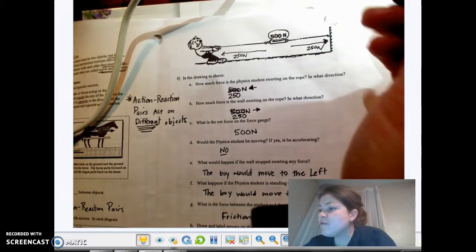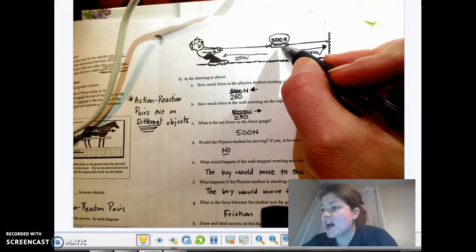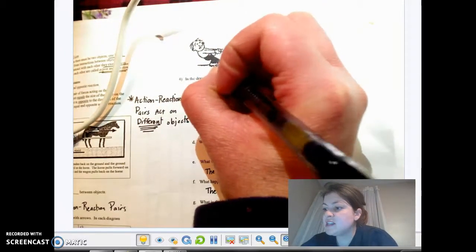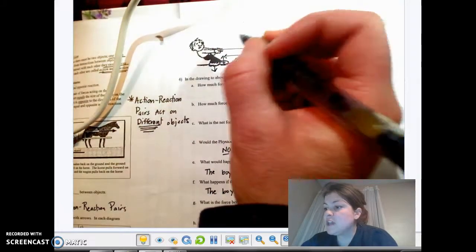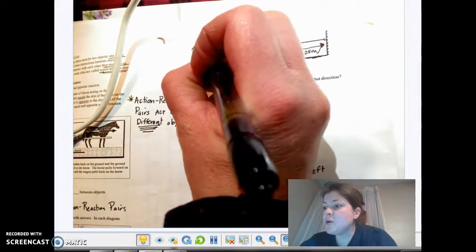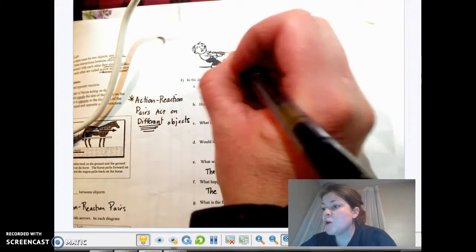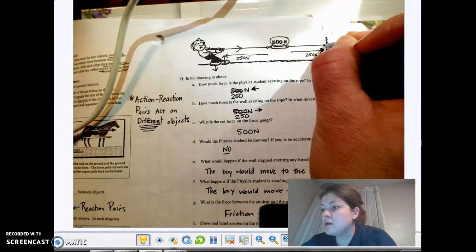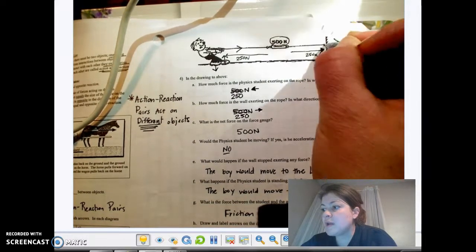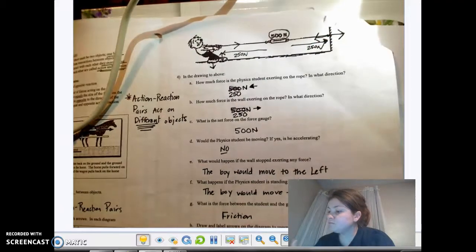Draw and label arrows on the diagram to represent 3 sets of force pairs. So we could have the boy's feet on the ground and the ground on the boy's feet. We can do the boy pulling on the rope and the rope pulling on the boy. And we can have the wall pulling on the rope and the rope pulling on the wall.